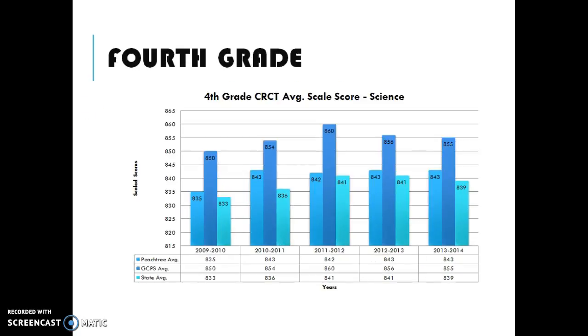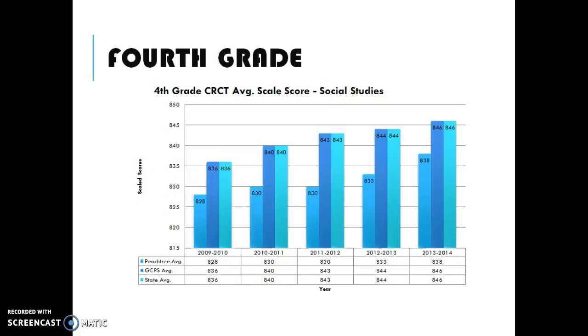Science scores for fourth grade were above the state's average 2010 through 2011. They did a great job, where they surpassed the state. For social studies, fourth graders performed actually poorly on this social studies CRCT, which is surprising because third graders did so well. So you would think that some of that would also carry over. But the scores were well below the county and the state's average.